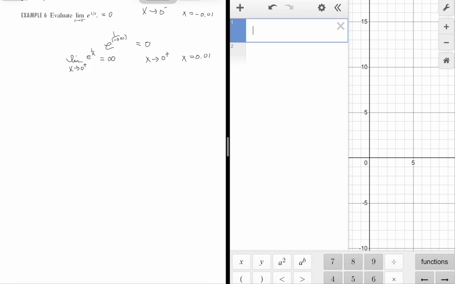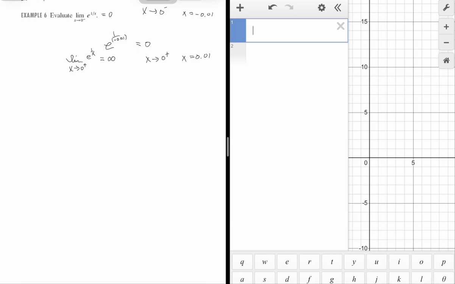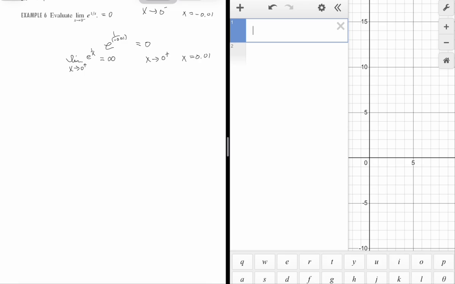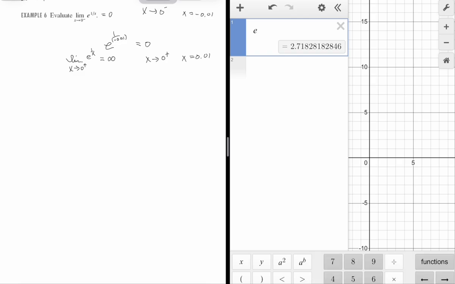If you try to graph, I don't even know where to find e. Can somebody help me? Just pick an e and it'll do it. Okay. To a power of 1 over x.